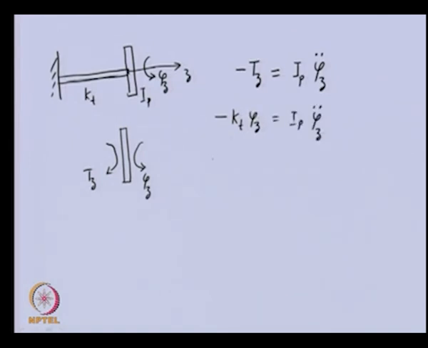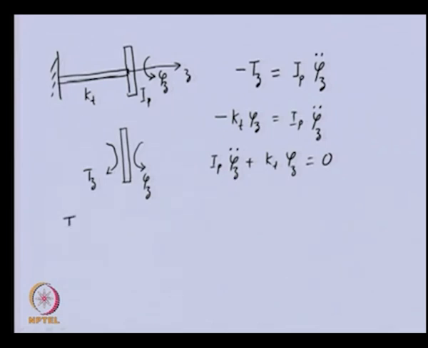So, now we can write this in a more standard form, which is a very familiar equation similar to m x double dot plus k x equal to 0. The only thing is, in place of mass, now we have the polar moment of inertia of the disc, and the stiffness is torsional stiffness. This torsional stiffness we can obtain from the theory of torsion.